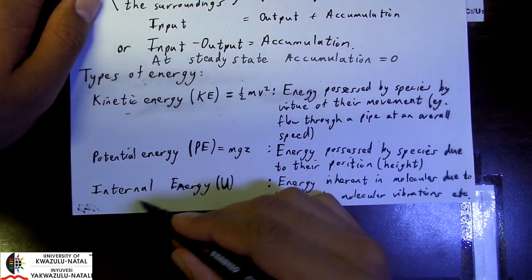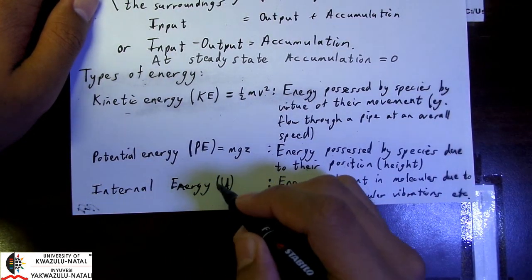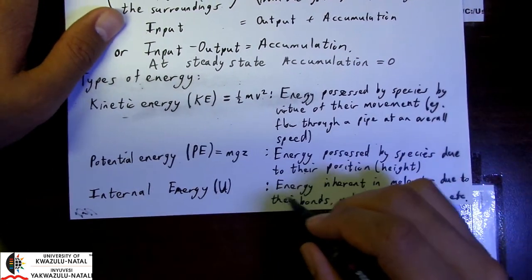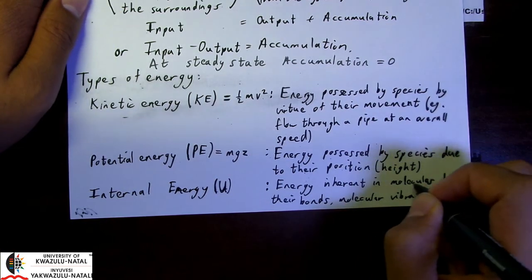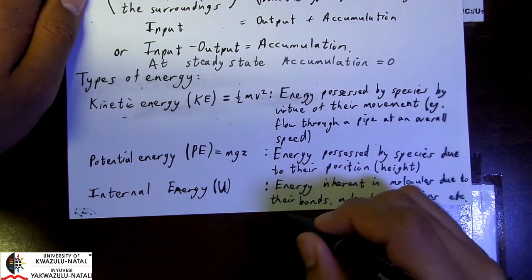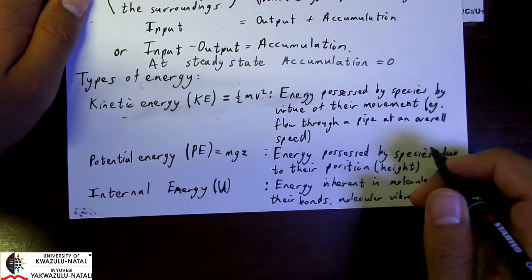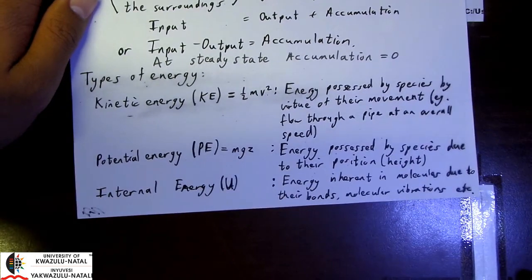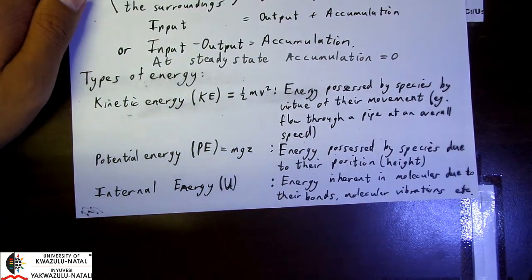Then we have internal energy, which is energy that each matter possesses. It's inherent in the molecules of any substance. And this is due to their bond energy, their molecular vibrations and rotations. So that is the internal energy. That's classified as internal energy.